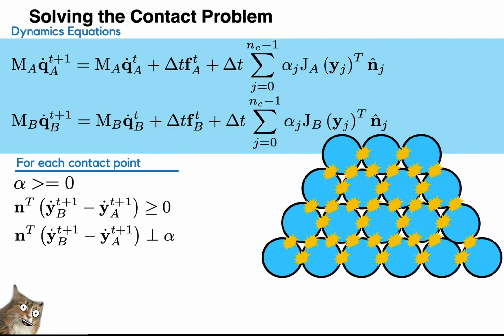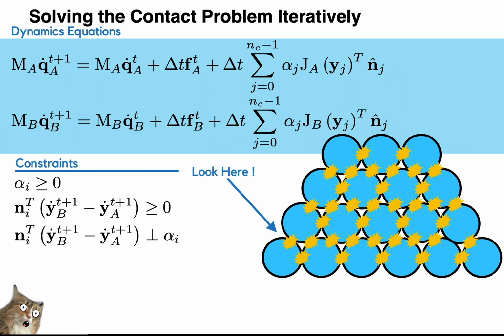And now we are going to solve this contact problem on this arbitrary stack of rigid bodies. However, doing this all at once can be a bit tricky, so we are going to make our lives easier by solving the problem iteratively. In other words, we are going to solve our contact resolution problem by looking at one contact at a time.